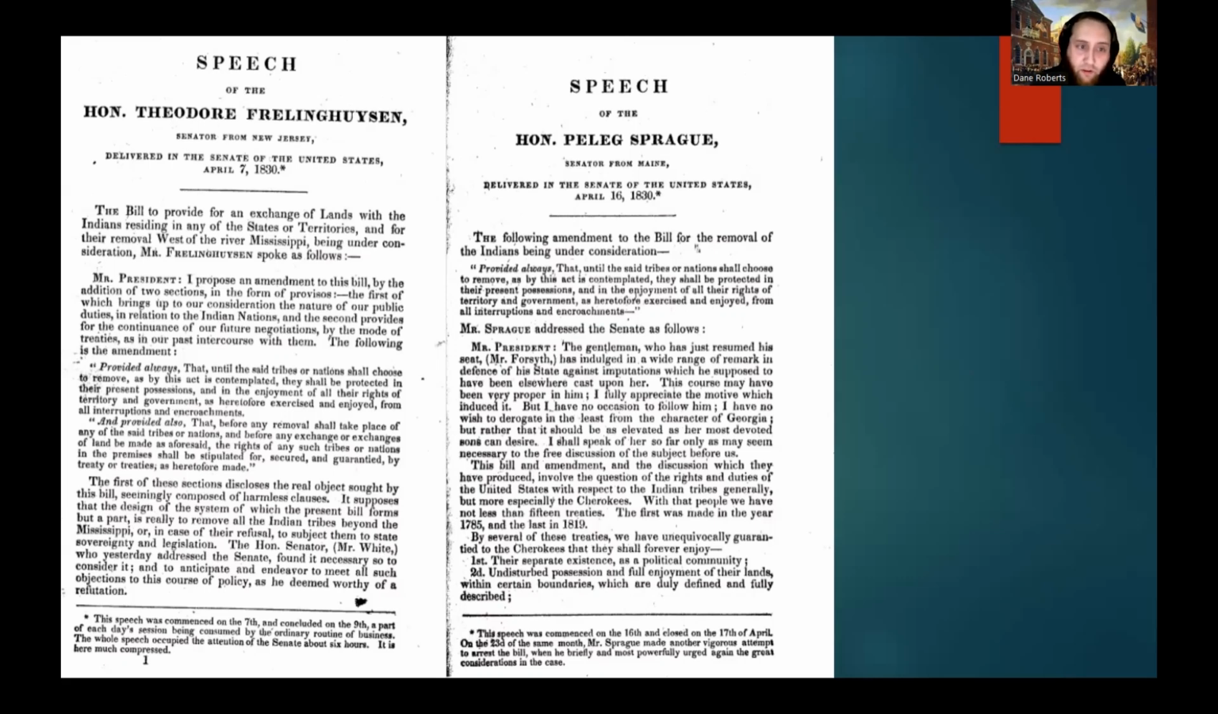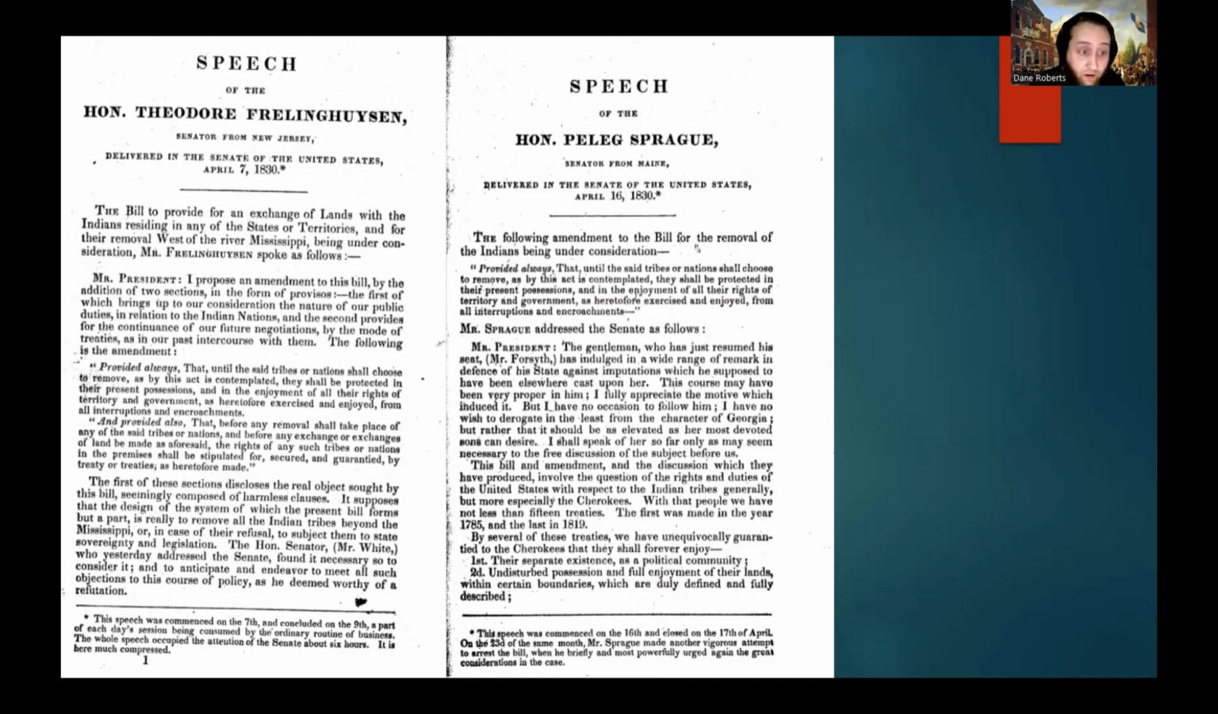President, I propose an amendment to this bill by the addition of two sections in the form of provisos, the first of which brings up for consideration the nature of our public duties in relation to Indian nations, and the second provides for the continuance of our future negotiations by the mode of treaties as in our past intercourse with them. The following is the amendment.